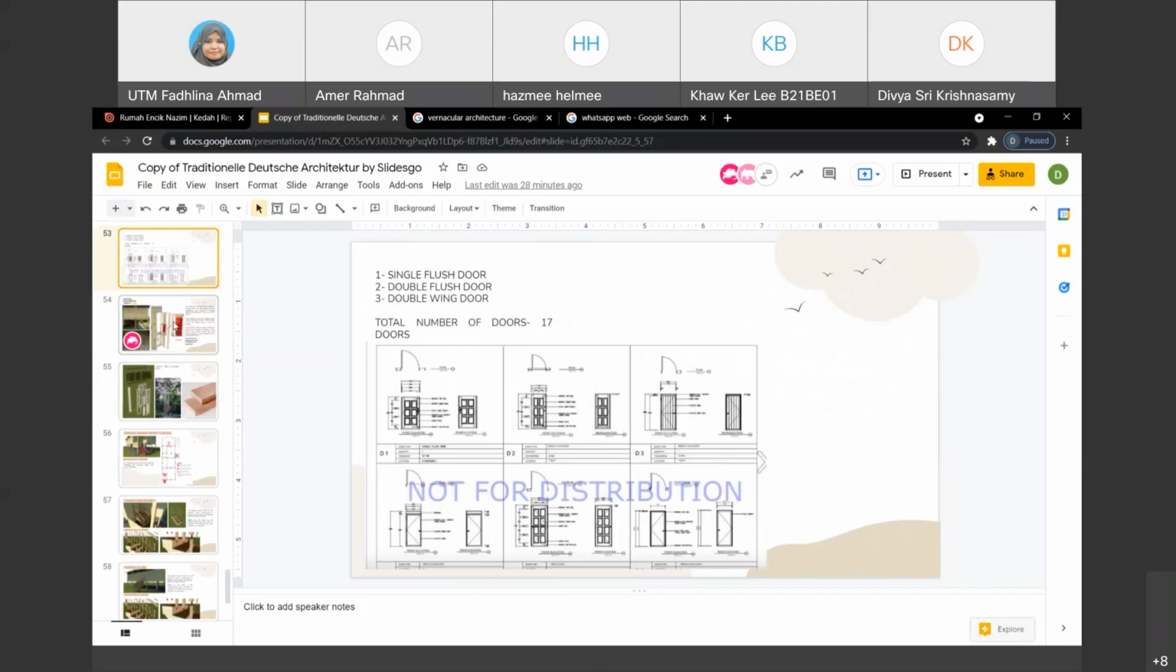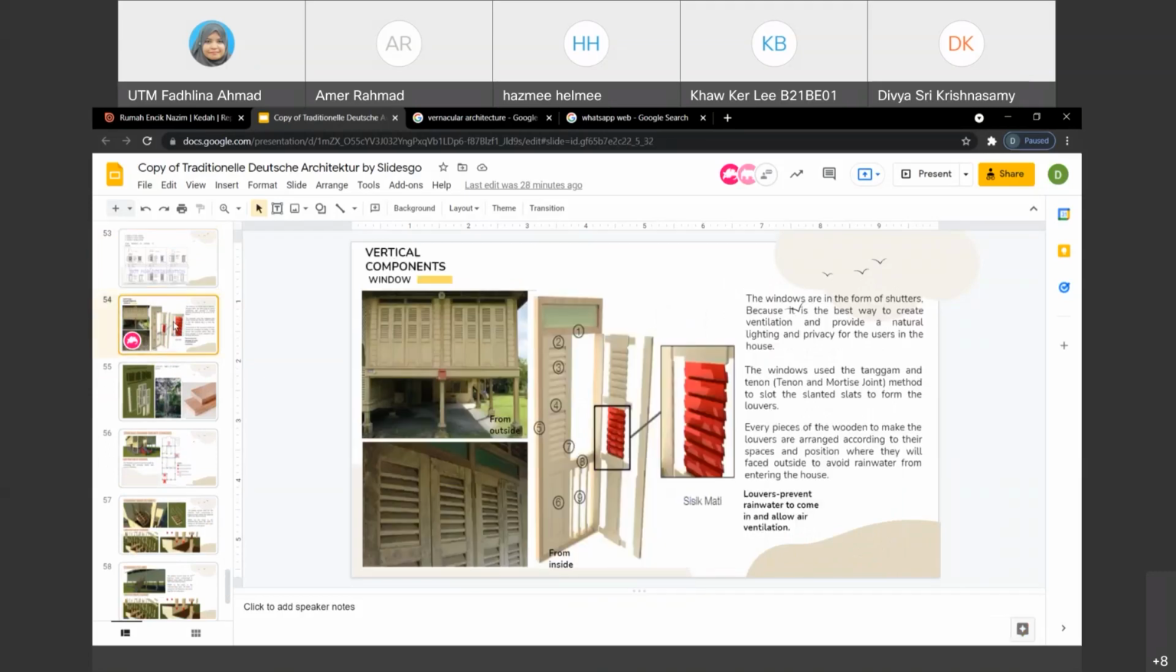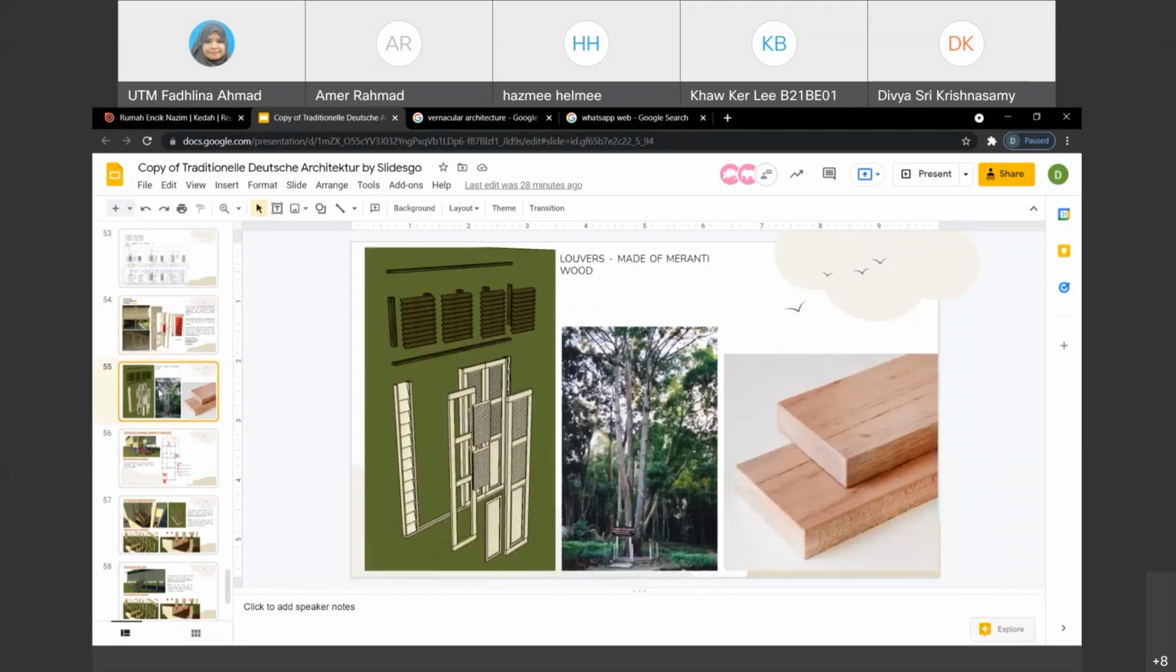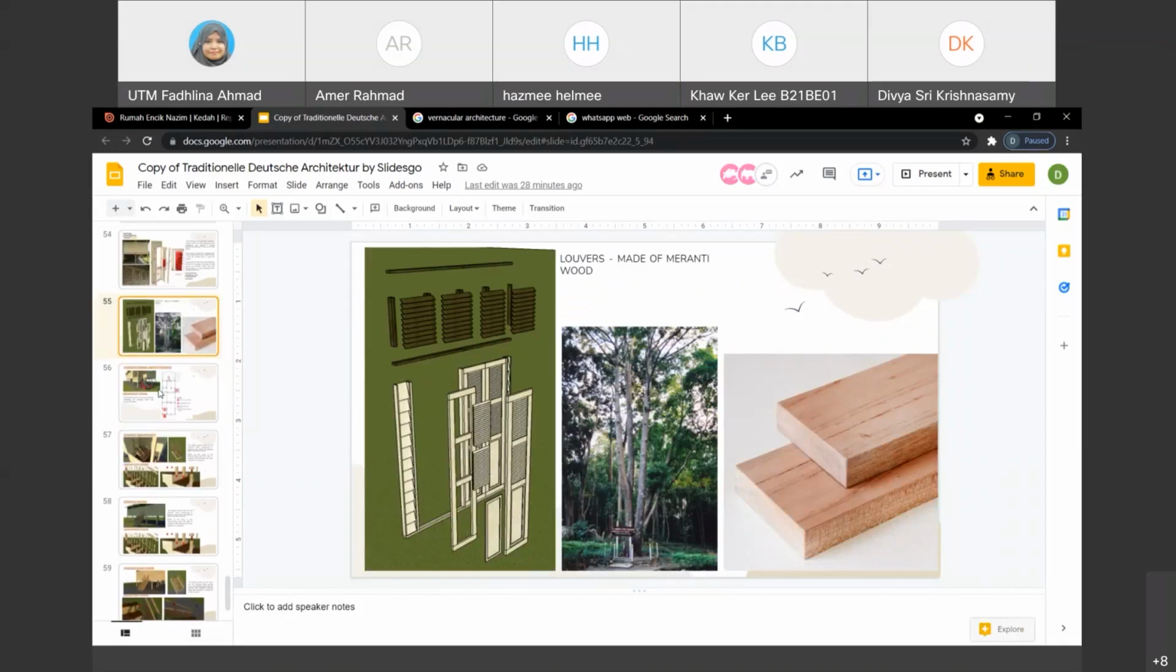So next, this is for the window where I emphasize the louvers. So I will explode and show how the mechanism and the jointing works for the next slide, Divya, which is the component where the louvers are made, which is made of Meranti wood. So I will blow up the details.